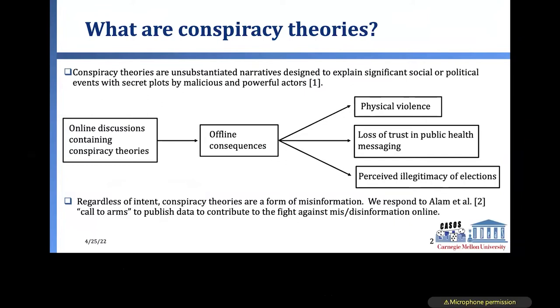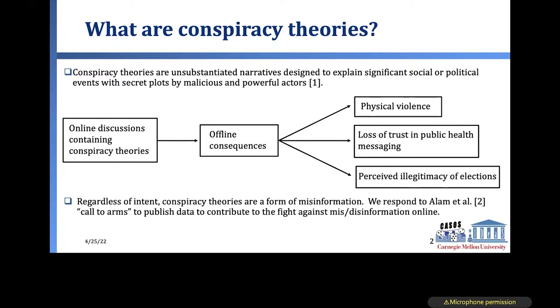All right, great. So first, a definition. What are conspiracy theories? They're unsubstantiated narratives designed to explain significant social or political events with secret plots by malicious and powerful actors. So right off the bat, this definition is very much up to interpretation, and that's part of why conspiracy theory detection, particularly online, is so challenging. More broadly, the motivation for curating this data set is that we want to be able to understand and track these online discussions containing conspiracy theories, in particular due to offline consequences of these theories, and I provided a few examples, including physical violence.